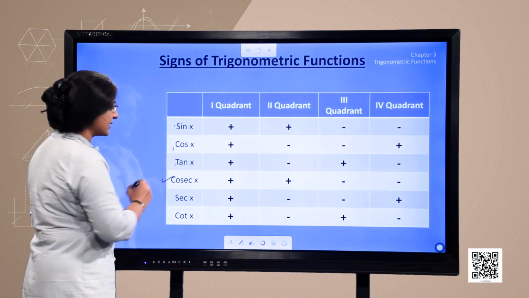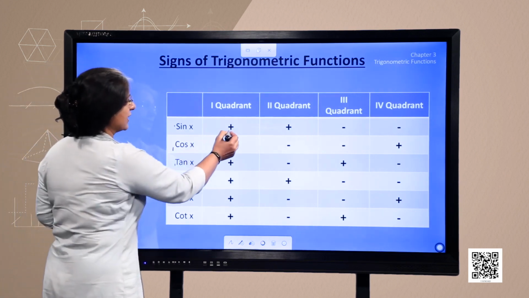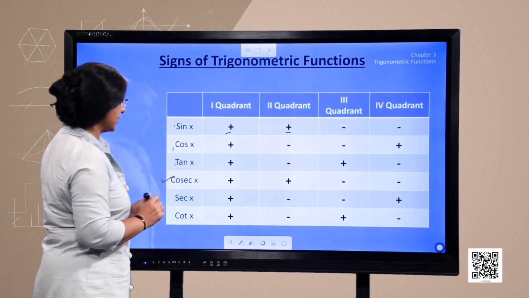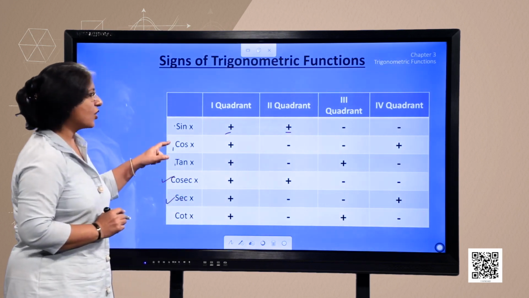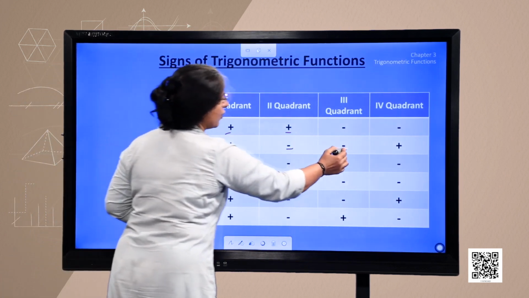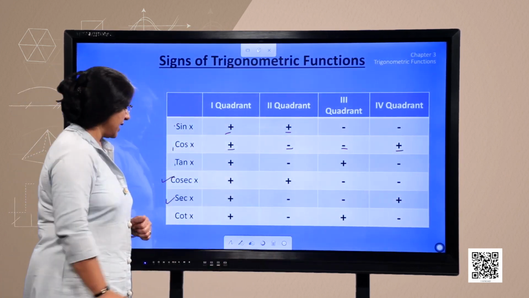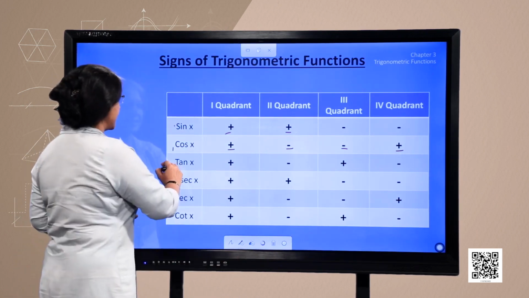Similarly, cosec x is the reciprocal of sin x, therefore the reciprocals will have the same signs as these. And when we reach sec x, which is the reciprocal of cos x, whatever is the sign of cos x in different quadrants, sec x will have the same signs, and cot will have the same sign convention as the tangent has.